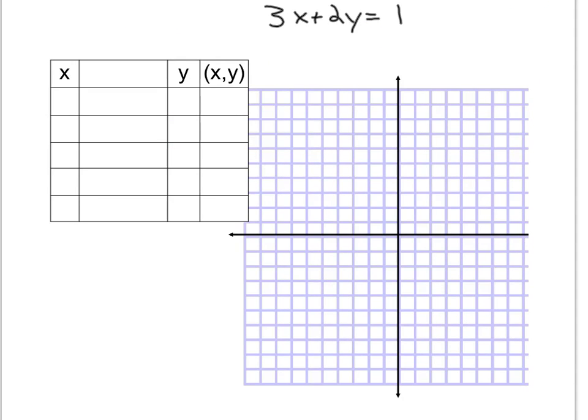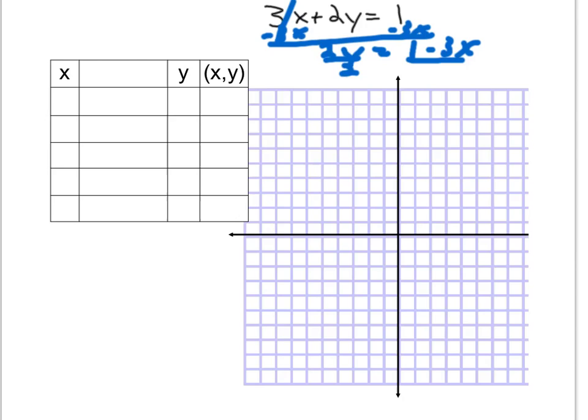Okay, here's another one. We got 3x plus 2y equals 1. Again, the first thing we want to do is get this in function form, y equals. So I'm going to start by taking away my x's. Okay, and I've got 2y equals 1 minus 3x. Then I need to divide by 2 on both sides. And these cancel.